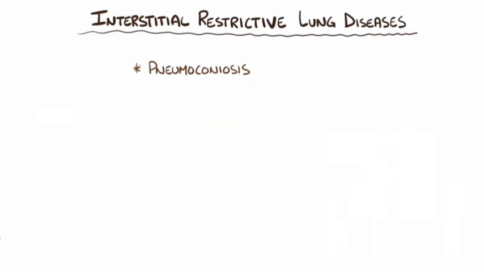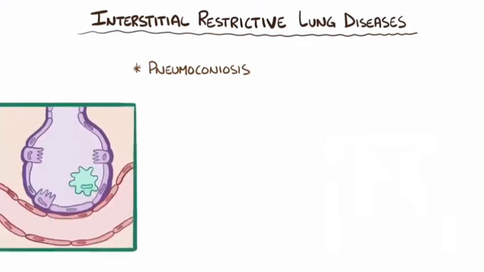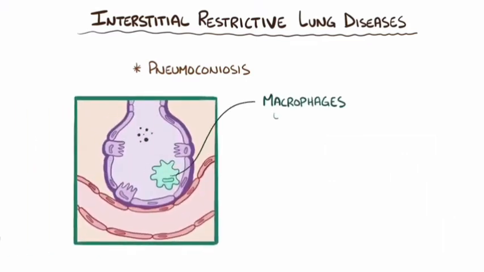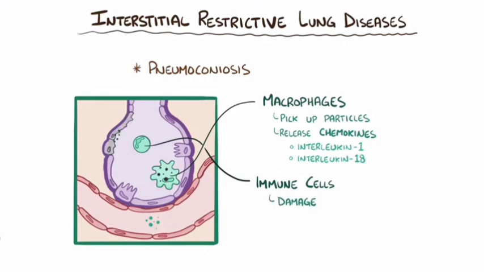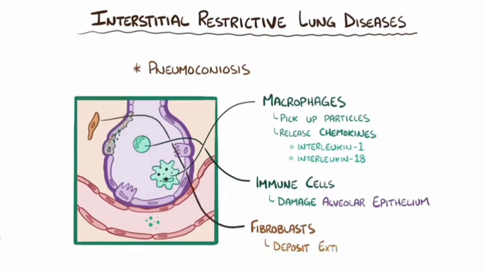All of these different particles, carbon dust, silica particles, and asbestos fibers, can cause an immune reaction to develop. When macrophages pick up these particles, they release chemokines like interleukin-1 and interleukin-18, which cause a huge immune response. As more immune cells are recruited, cytokines released by these immune cells damage the alveolar epithelium. Fibroblasts then arrive on the scene to try to repair the damage by depositing extracellular matrix composed of collagen.